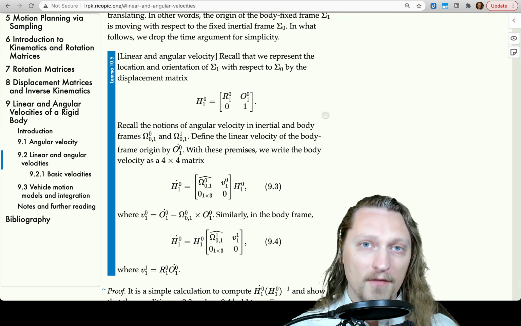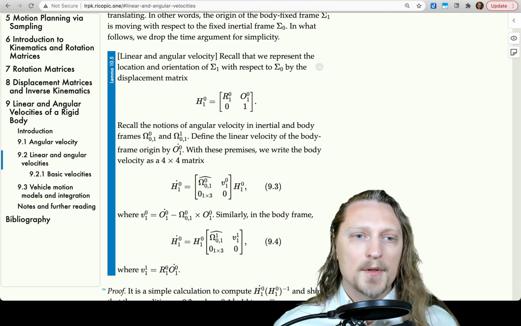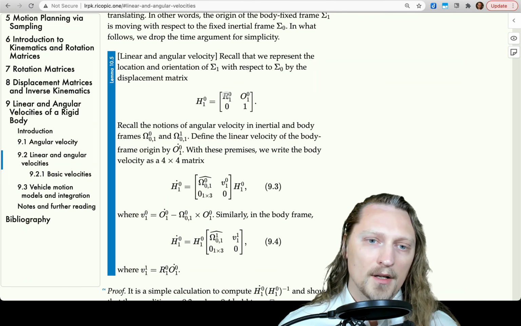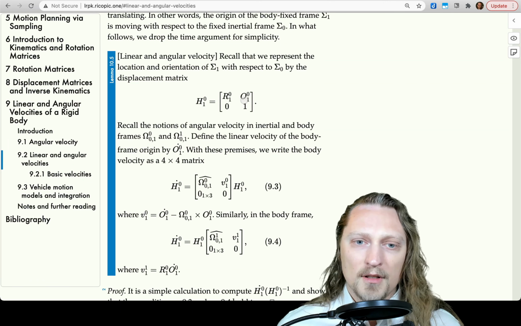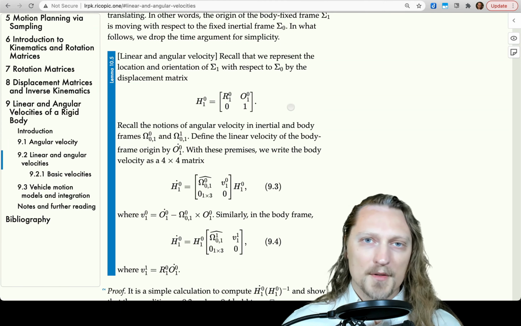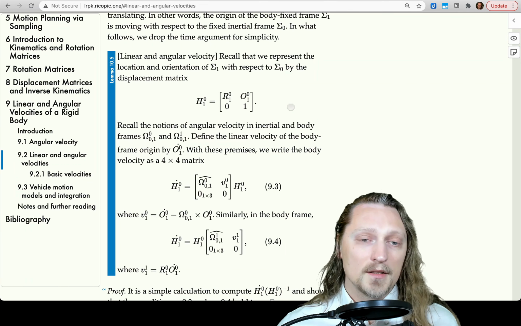Lemma 10.5, Linear and Angular Velocity. Recall that we represent the location and orientation of the reference frame sigma 1 with respect to sigma 0 by the displacement matrix H10, which includes as a submatrix the rotation matrix R10 and the translation of the origin O10. This is the homogeneous representation of this rotation and translation together, called a displacement.